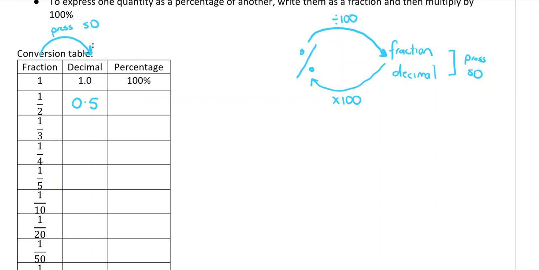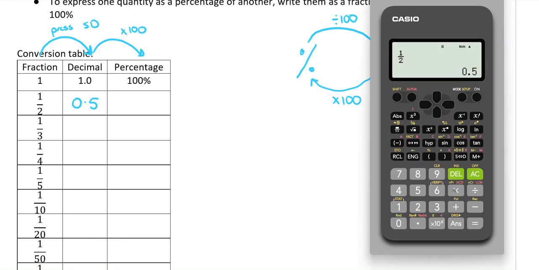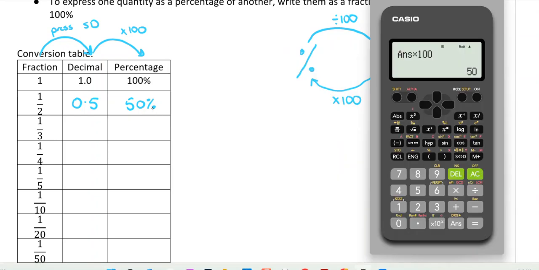So going across here, we're going to times by 100. So again, let's keep that in our calculator. Let's go times 100, and that's 50%, which I hope makes sense because a half is 50%. Let's do the next one. Not 30%, sorry, a third.